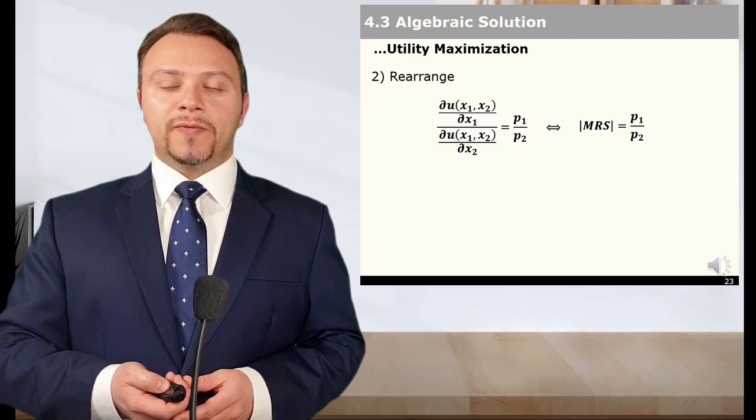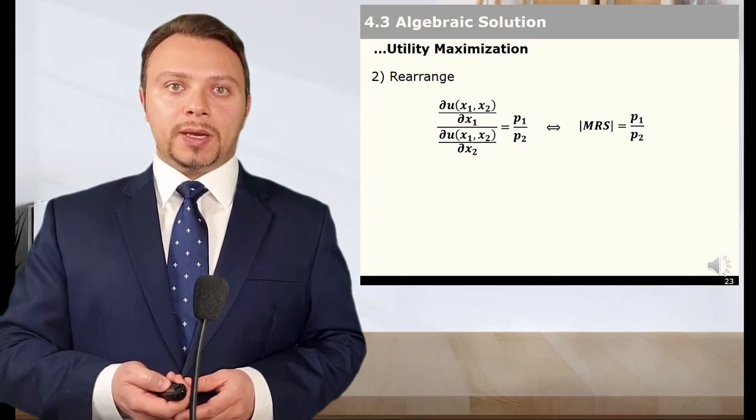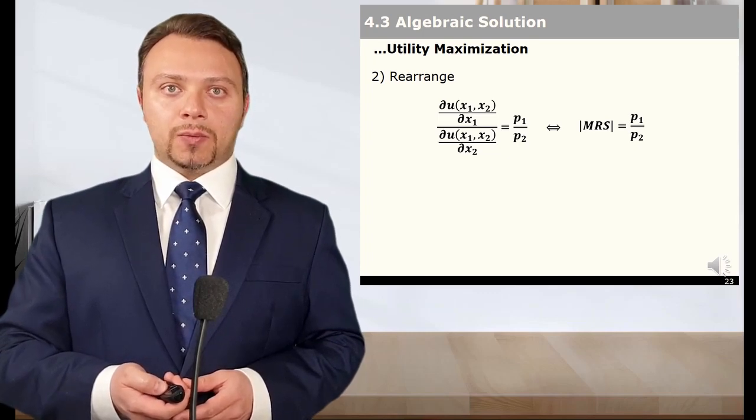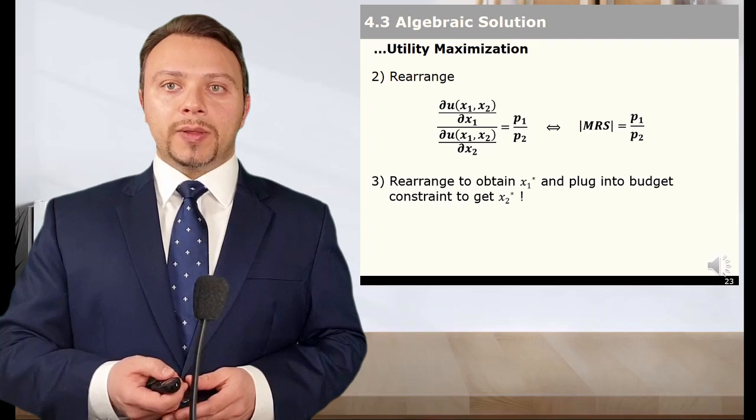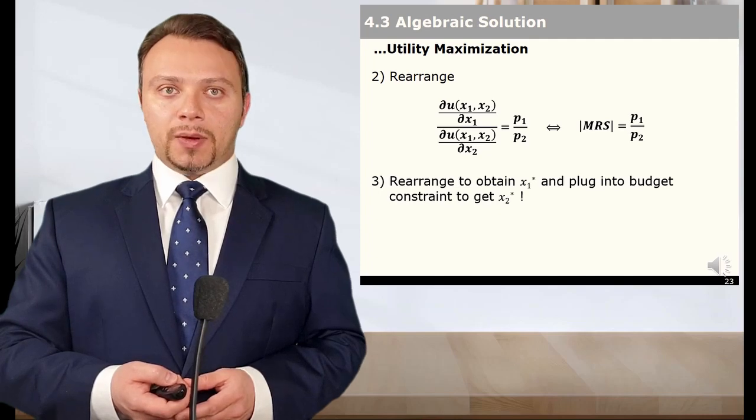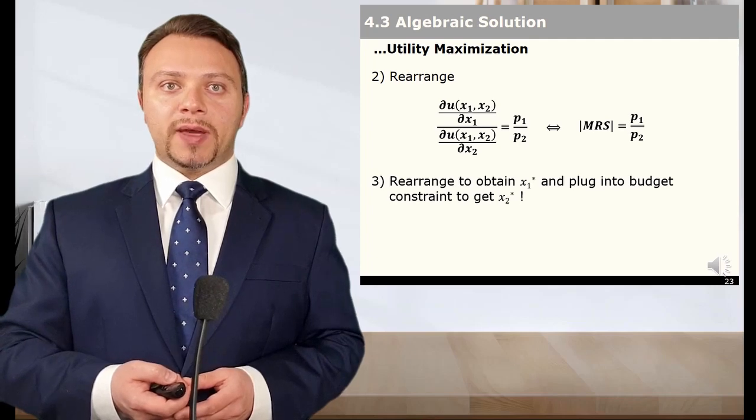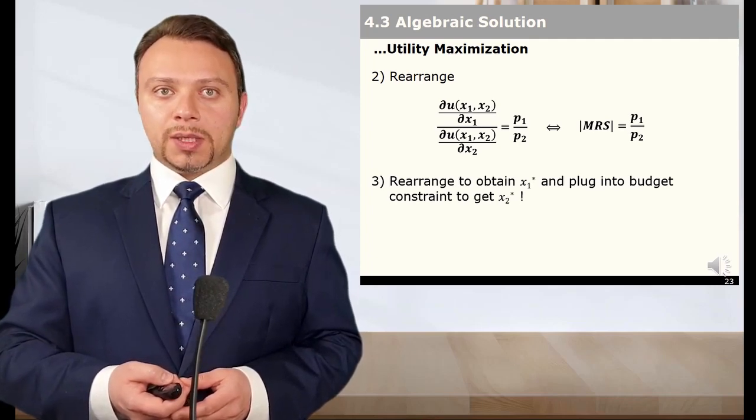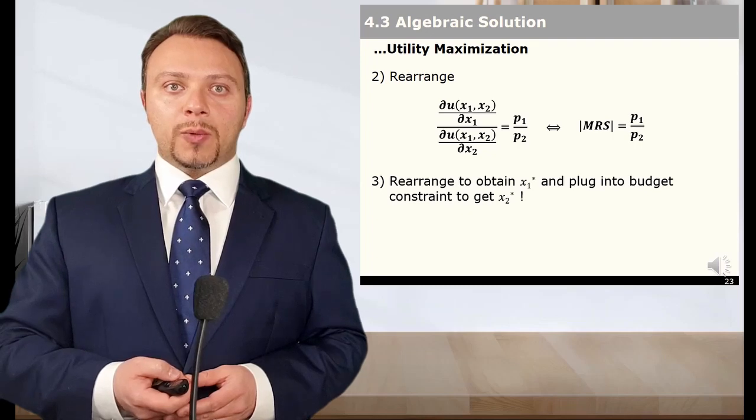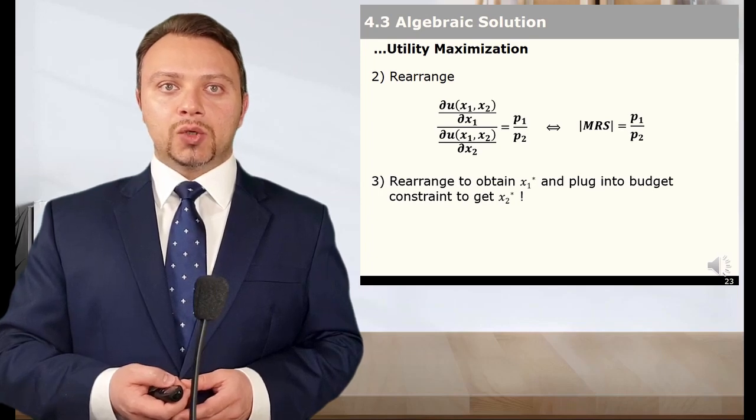Let us rearrange the first two equations, plugging them into each other, and we see that what we get here from the first two equations is nothing else but our optimality condition. The absolute value of the MRS is equal to the price ratio. So if you are dealing with a concrete function, at this point you are able to rearrange the equation, absolute value of MRS equal to the price ratio, such that you have x1 on one side and x2 on the other side. This equation will state the relationship that must hold between the consumption amounts of these two goods in the optimum.